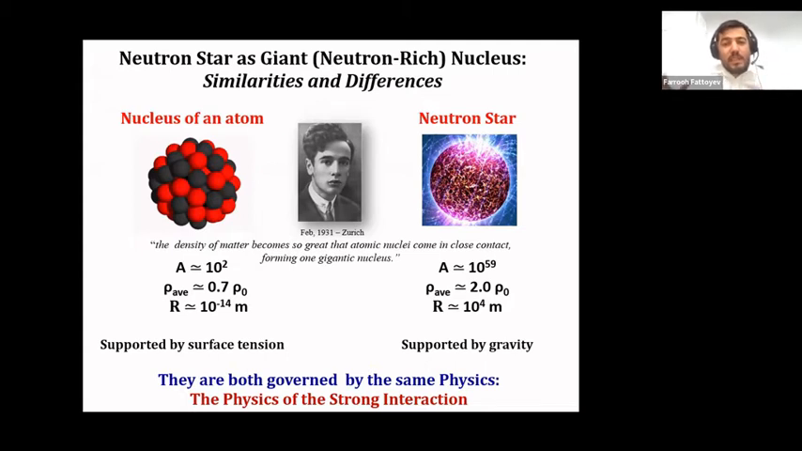Nuclei are usually supported by the surface tension, so the size of the nucleus depends on how strong the surface tension is. But the formation of the neutron star depends on gravity. So how strong is the gravity?